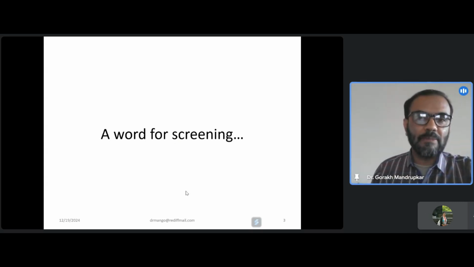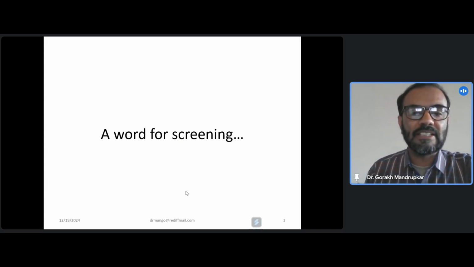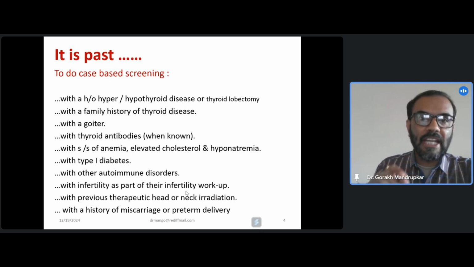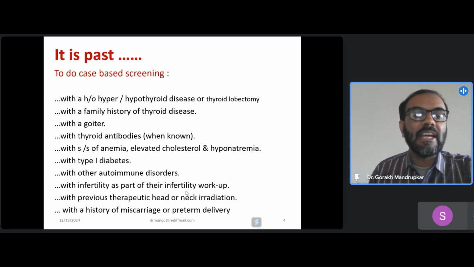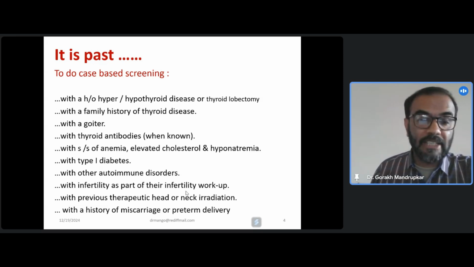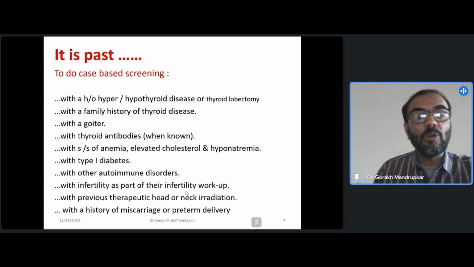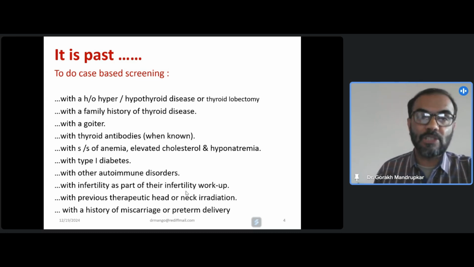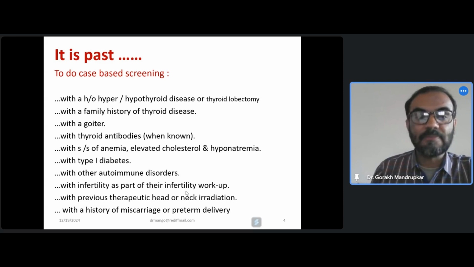We all know that there are two types of screening. One is high risk based screening, and another is universal screening. In the past we were told to do case based screening. That means there are certain 12 points: a history of hyper or hypothyroid disease, family history of thyroid disease, goiter, antibodies, anemia, high cholesterol, hyponatremia, etc. Only in such cases it was told that we should screen for thyroid disorders. But the first line itself says that it is past.